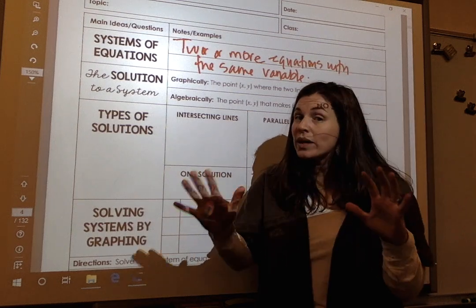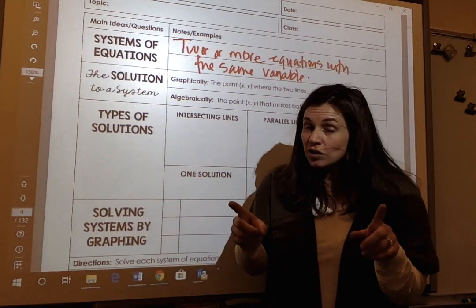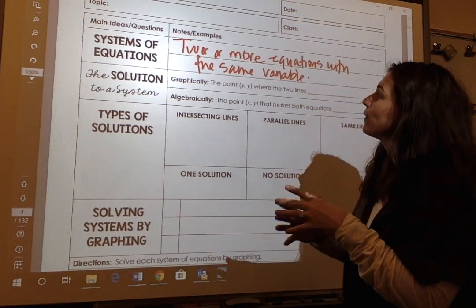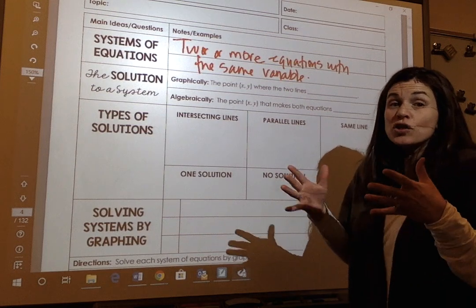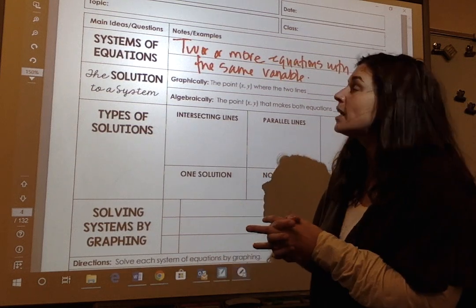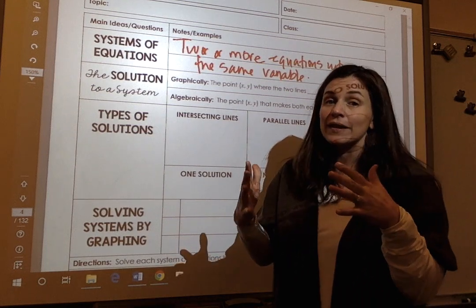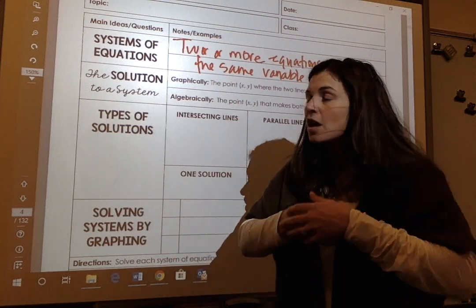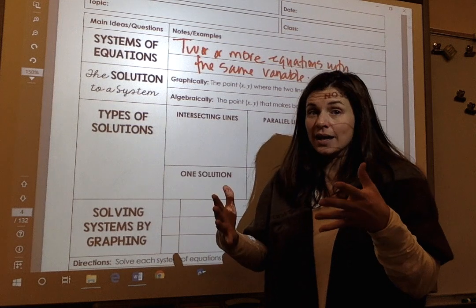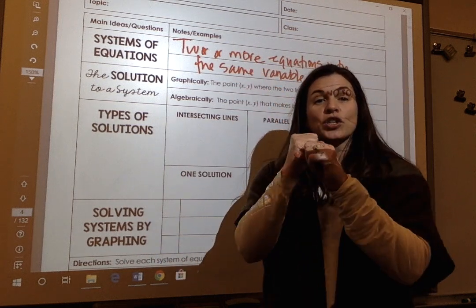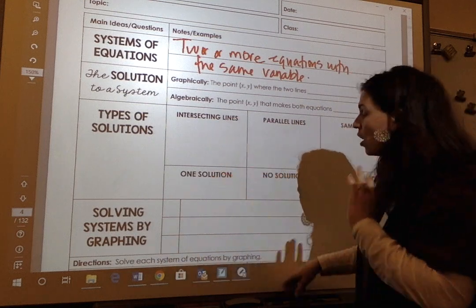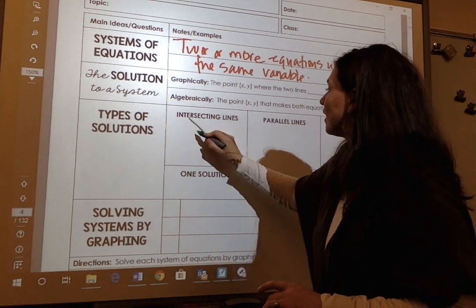So many different ways to solve them. You need to know all 3. So the first one we're going to do is graphing. So when you talk about a solution to a system of equations, all that means graphically is that when you graph your 2 lines, we've been doing linear equations last unit, so when we graph our lines, it's the point at which they intersect.